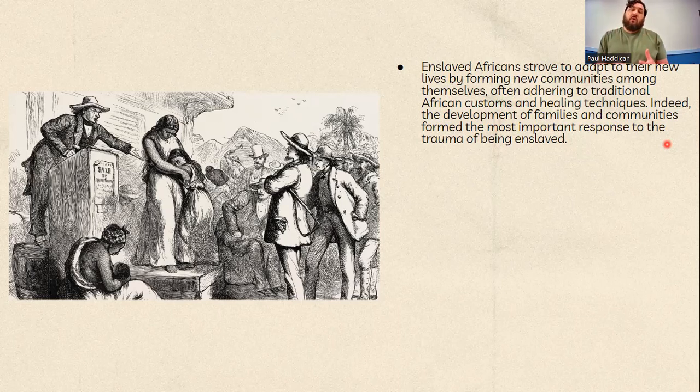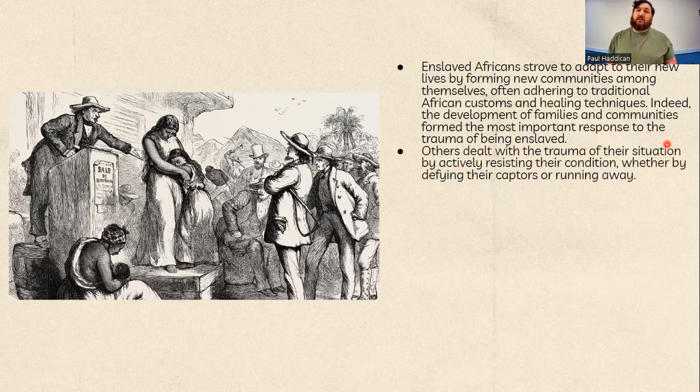Now, what will happen is as they start being bought and sold and moved out, they're going to retain a lot of African customs and healing techniques. And the bond of families and communities is going to be very strong among these people. Now, this does not mean strictly blood relative family bonds, but family bonds created out of unity, right? Of needing that unity on your plantations or wherever you might be sold to.